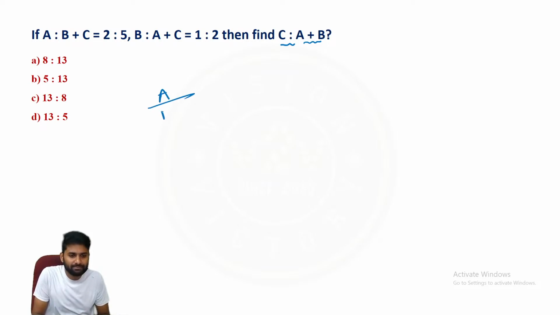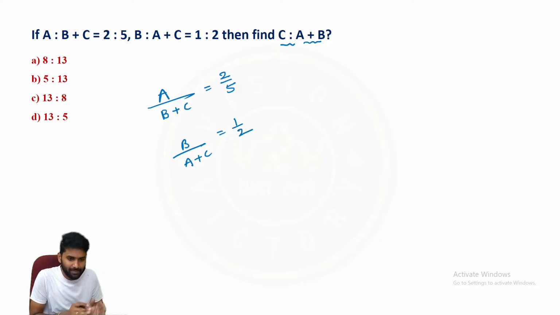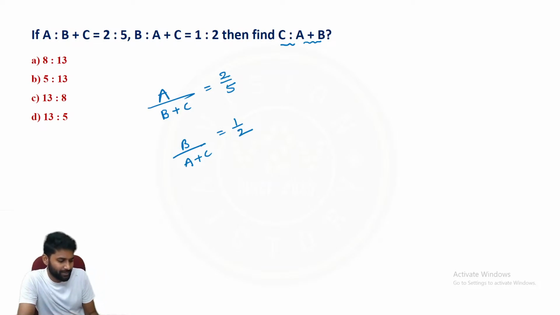Here A divided by B plus C is 2 by 5, and B divided by A plus C is 1 by 2. Now we have to identify the A, B, C values. Then you have to choose your option according to this question: C is to A plus B.